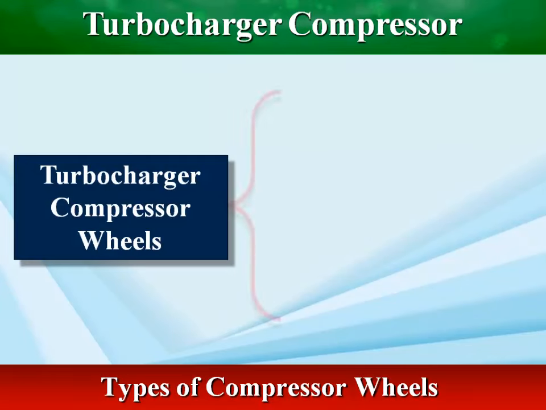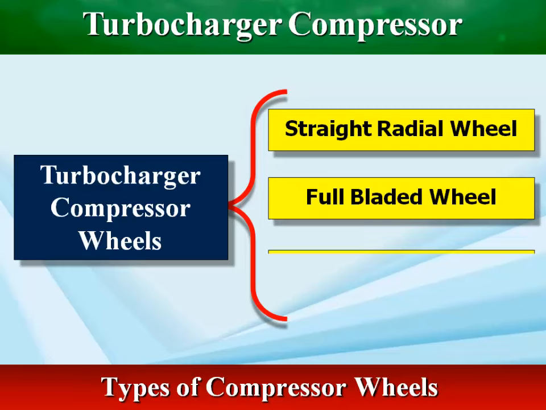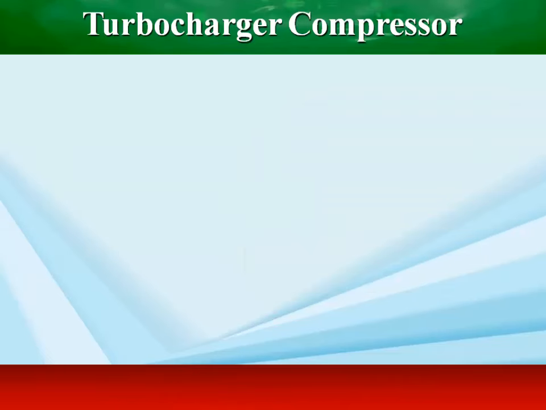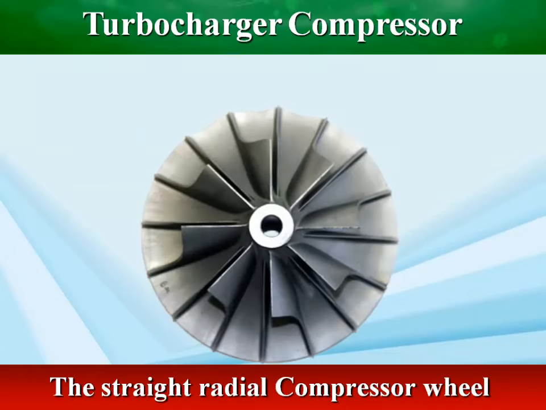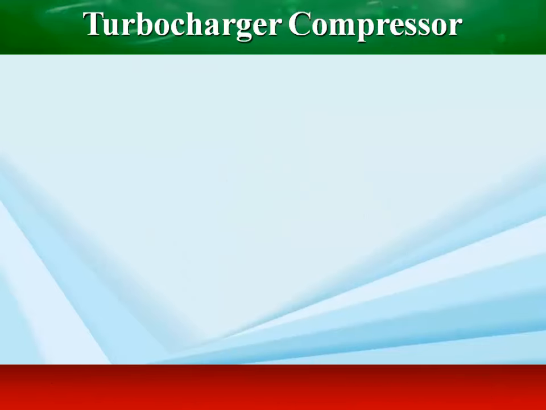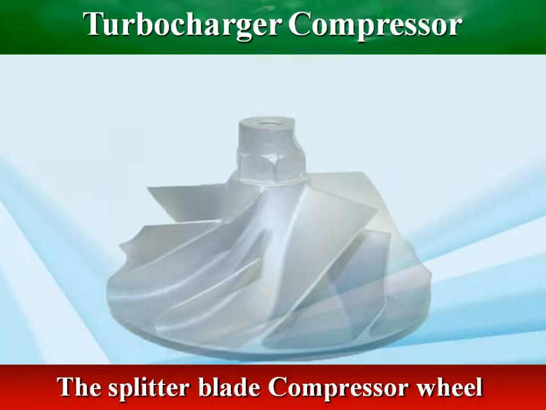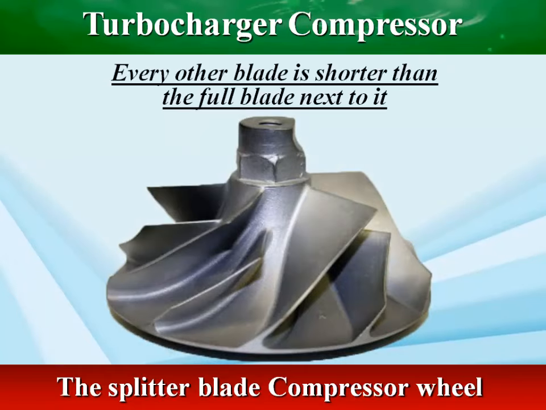Many types of compressor wheel designs have been used over the years. Each one has its own advantage and type of use. The blades emanate in a straight line perpendicular to the axis of rotation. All blades are full length. Every other blade is shorter than the full blade next to it.